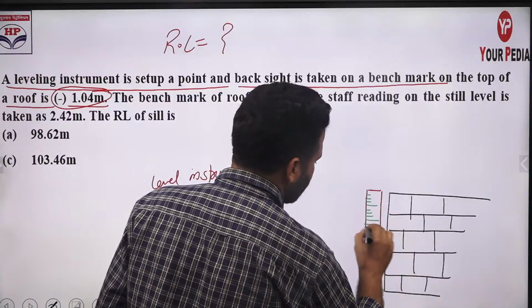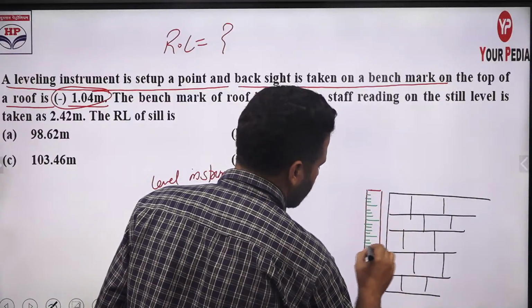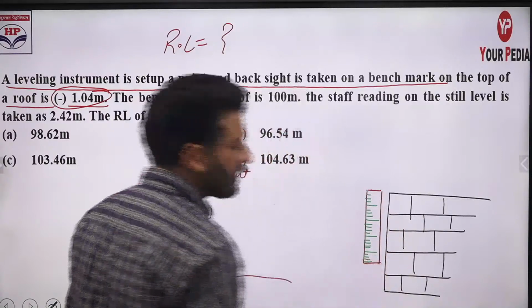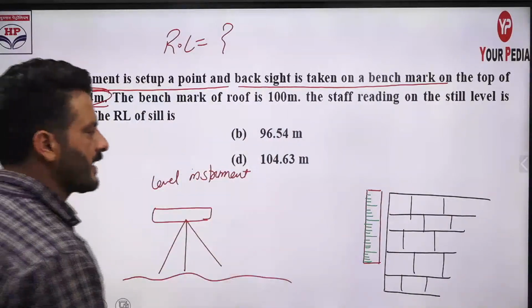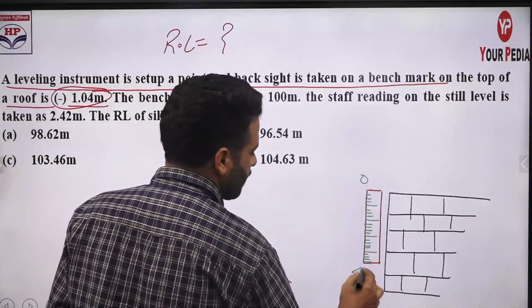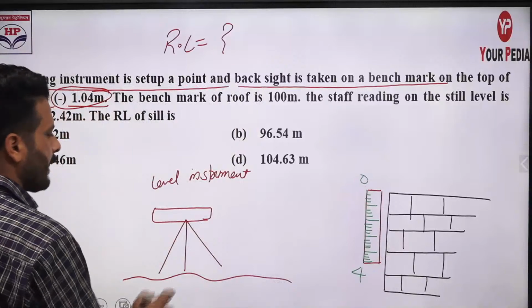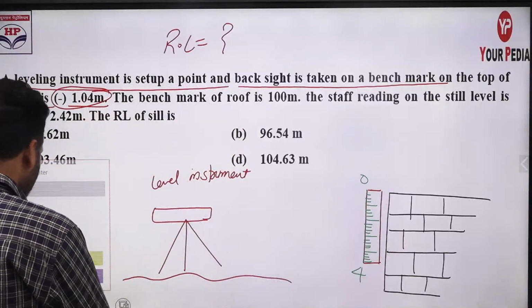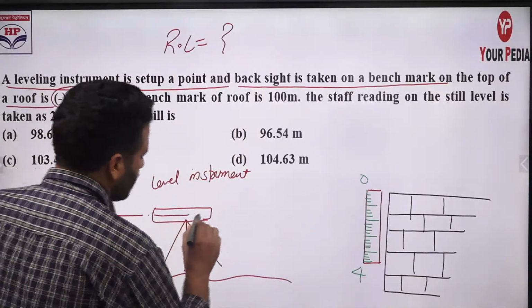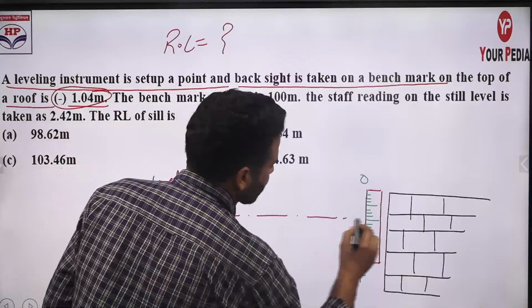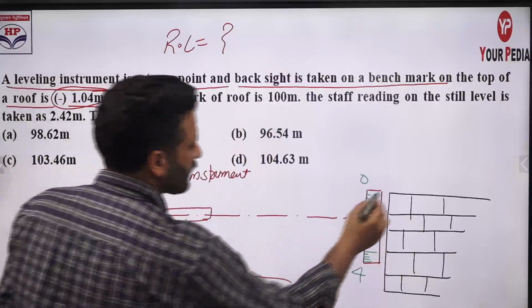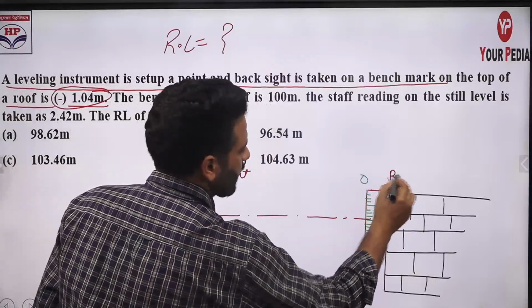Now the thing is that the readings will increase in the downward direction, but for a staff in normal condition, readings increase in the upward direction. Here 0, here you will find 4. So the maximum staff height that we have is 4 meter. Now if you level this instrument, so the bubble is at its center. What is the reading that you are getting here?